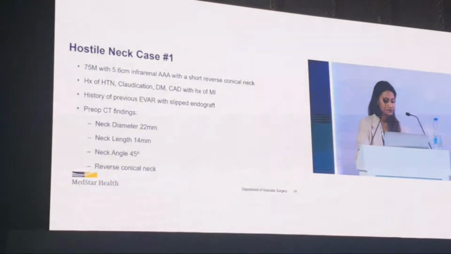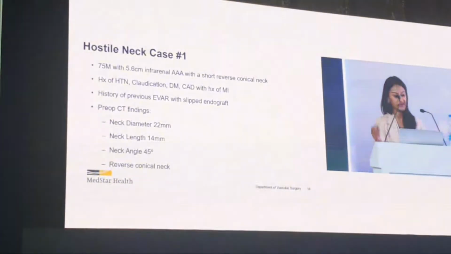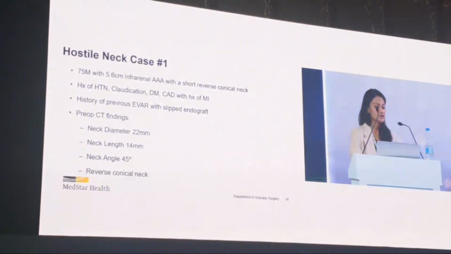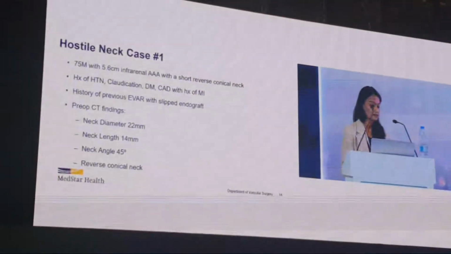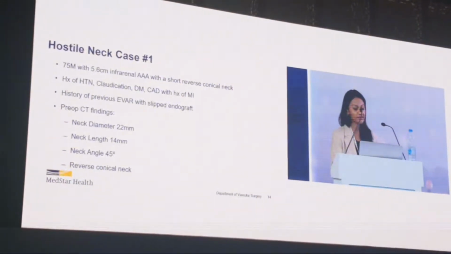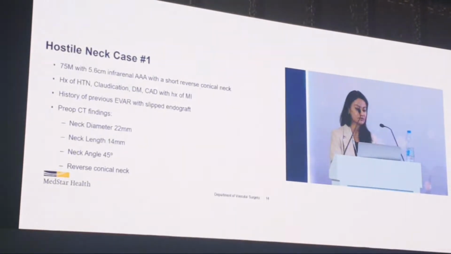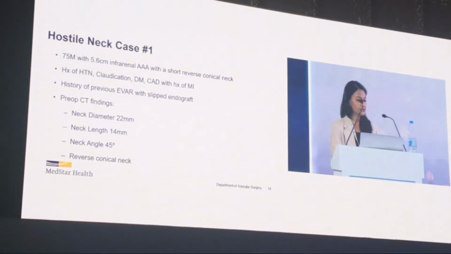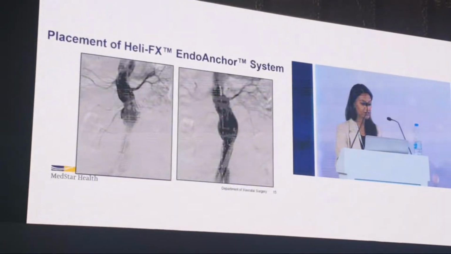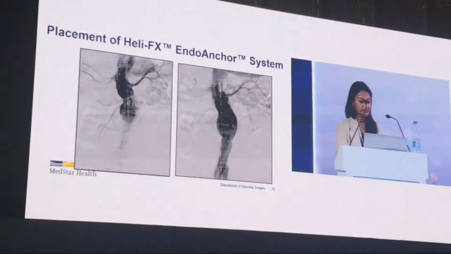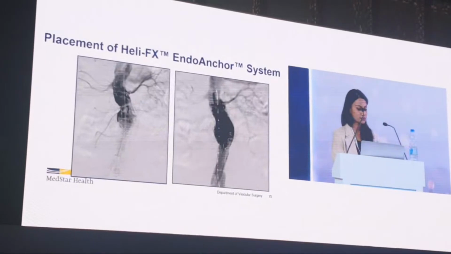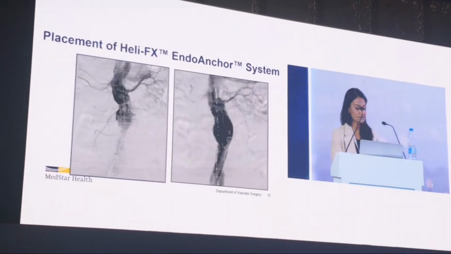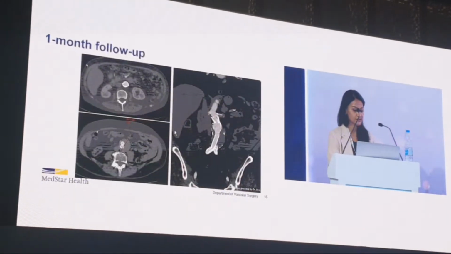So here's a patient who's a 75-year-old gentleman with 5.6 centimeters of infrarenal AAA. He had a short neck, multiple medical comorbidities, had a previous EVAR, who now presented to us with a slipped endograft. These are some of the preoperative CT findings for this patient, and here's an angiogram that demonstrates that there's some room to cuff up. So you're able to cuff it up and put some endo anchors on this patient.